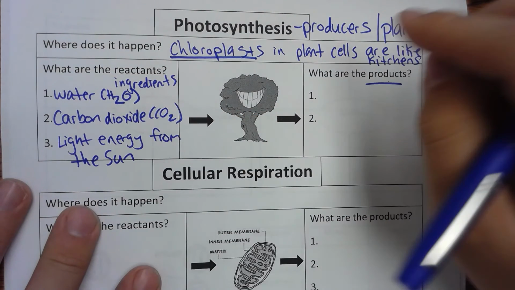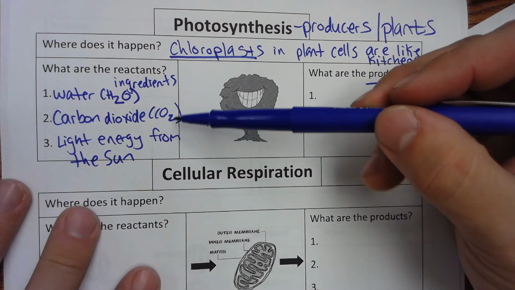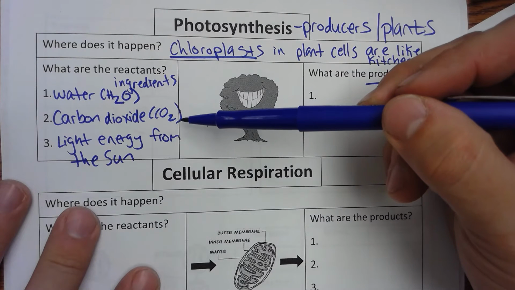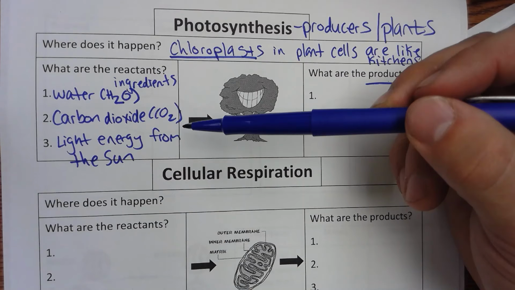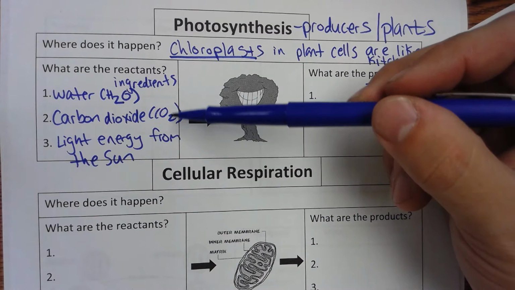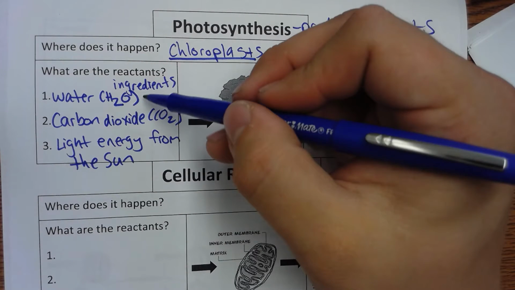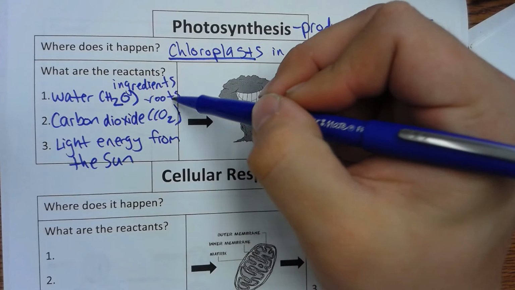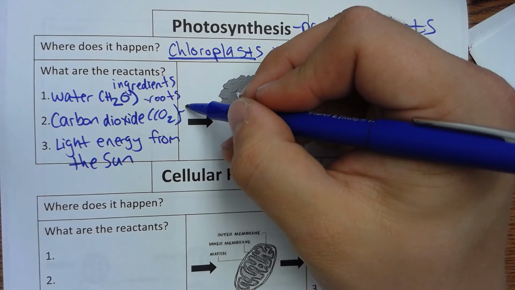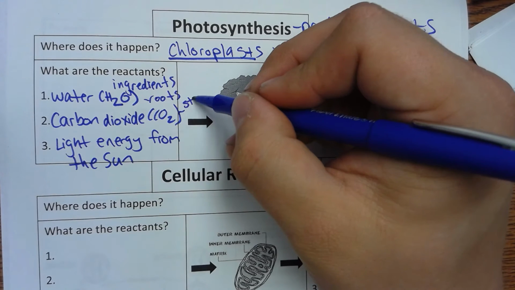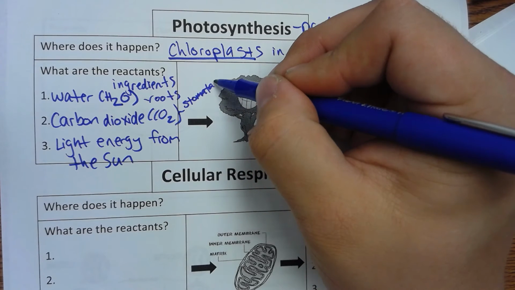All living things, all animals exhale carbon dioxide, and then plants are going to absorb that. And then they absorb water through their roots. They absorb carbon dioxide through openings in their leaves called stomata.